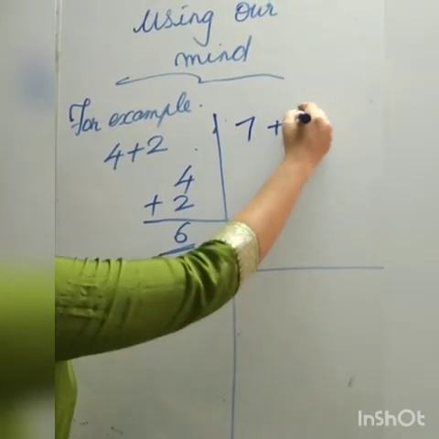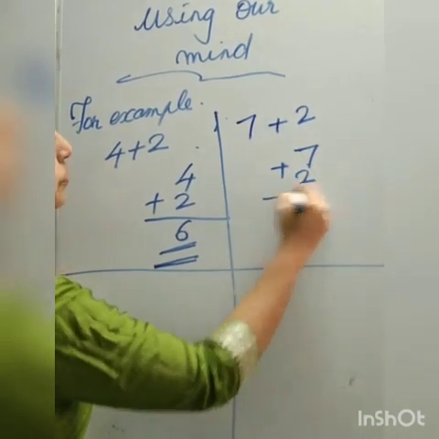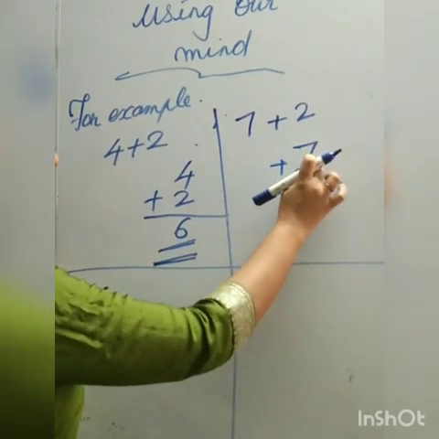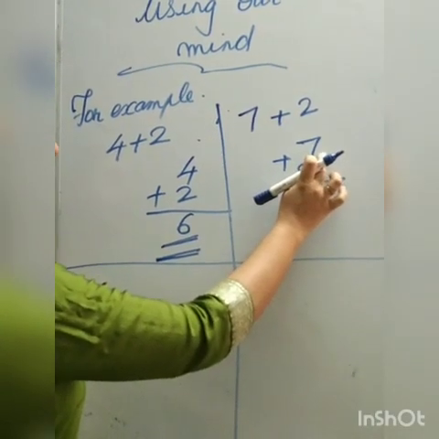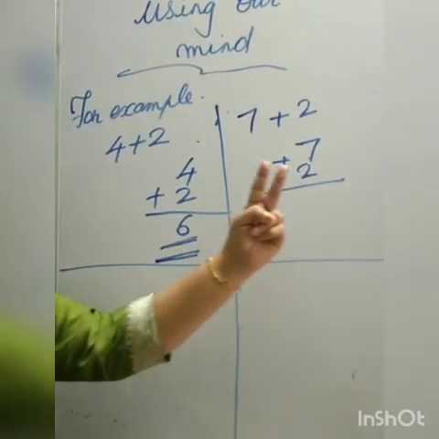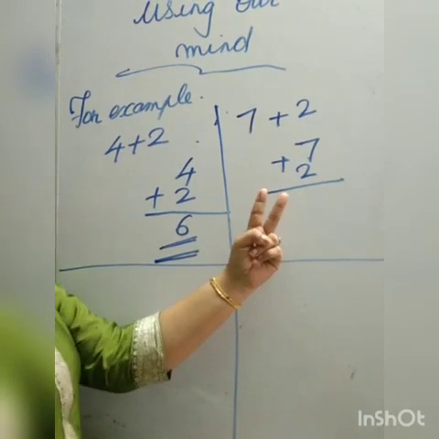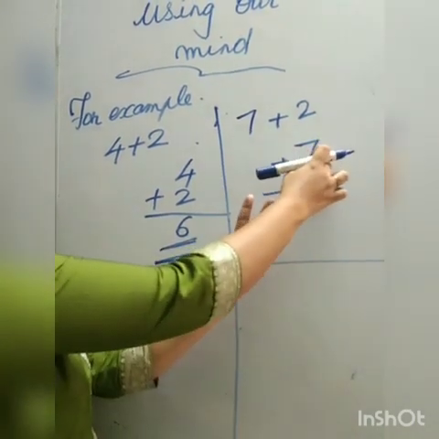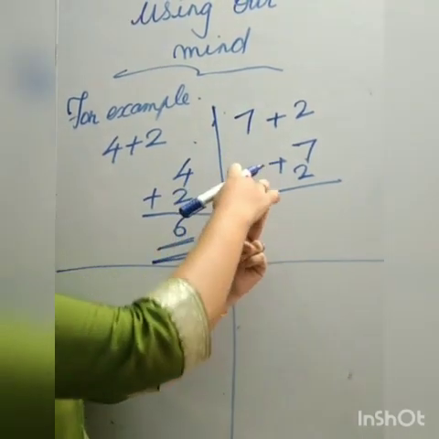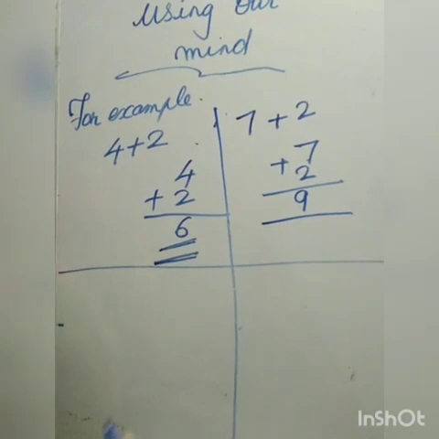7 plus 2. Here which is the biggest number? 7. So what we have to do? 7 keep in your mind and take out 2 in your finger. Then after 7, 8, 9. You will get the answer 9.